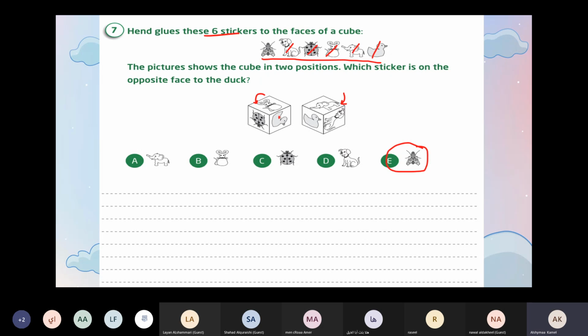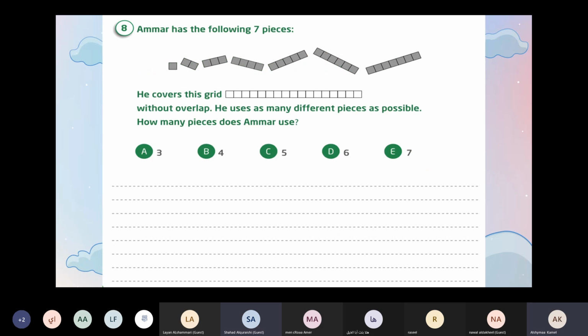Okay. Number 8. Raya, you didn't answer with us. I answer now, teacher, because I have lagging. It's okay, Raya. Can you read number 8?